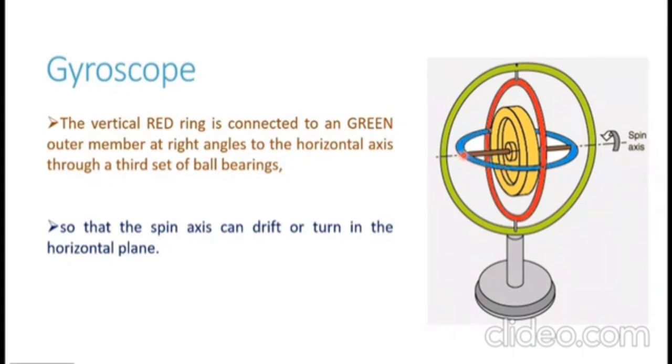So this motion of the spin axis in the horizontal plane, in the plane of the blue color ring, is known as drift or drifting motion. So this third set of ball bearings which we have allows the spin axis to drift or turn in the horizontal plane.